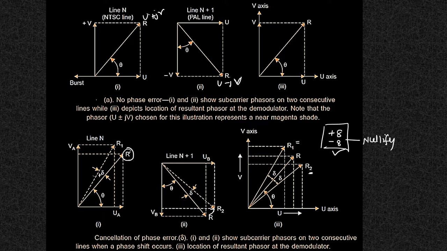And that's why, if you see the controls, you don't have a hue control. You don't have a hue control knob on your remote or on the control panel, because you don't require hue correction, and the hue errors get automatically cancelled. So this is the advantage of phase alteration by line.